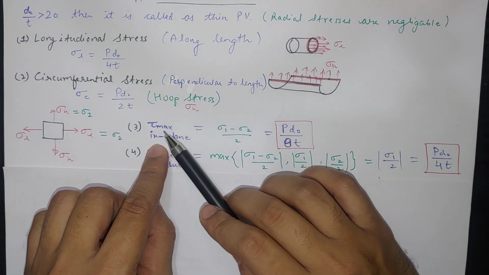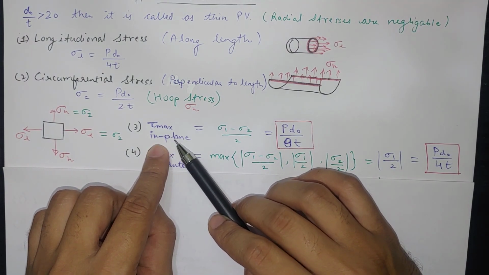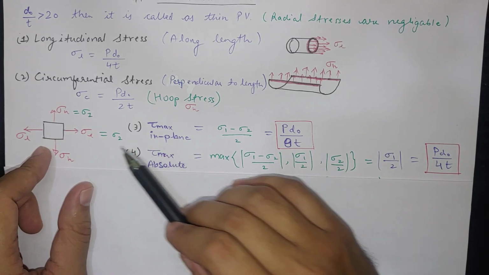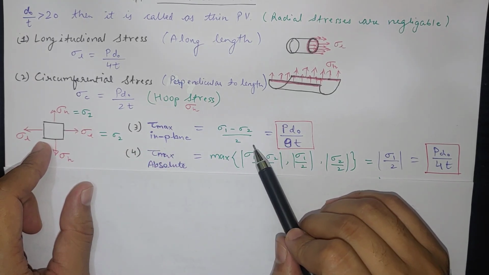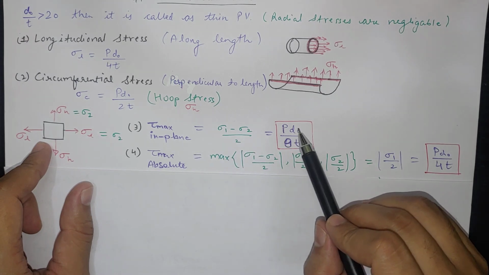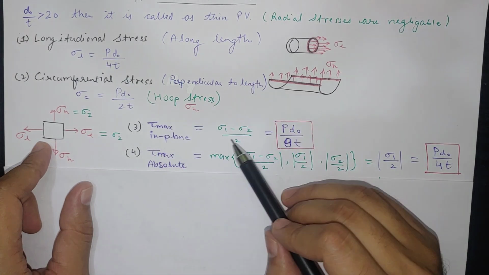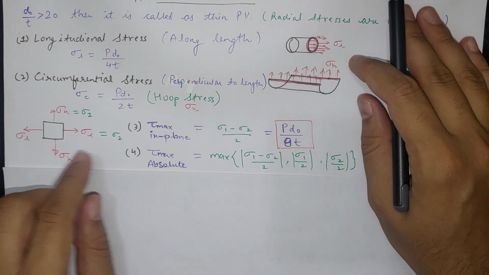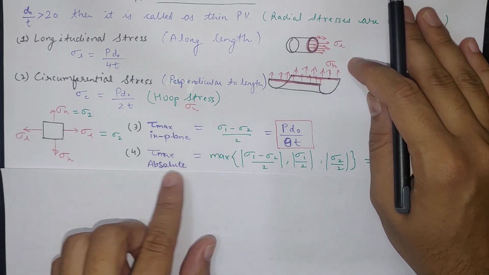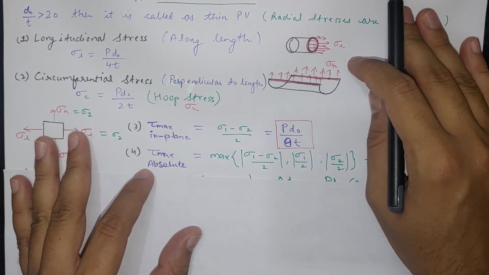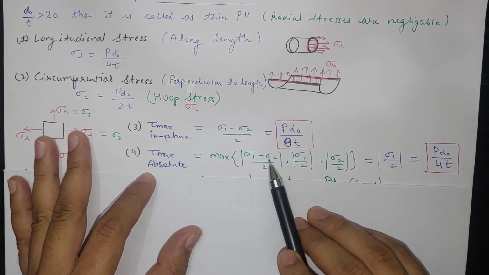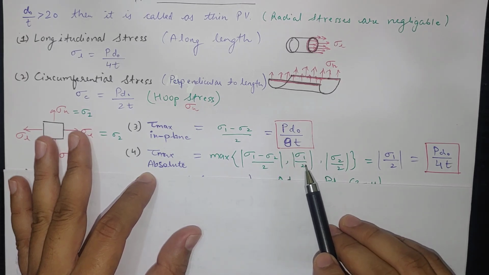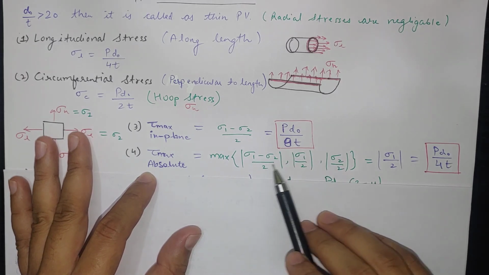So now this is our element. If we calculate the in-plane maximum shear stress based on these two stresses, it will be sigma 1 minus sigma 2 divided by 2. That will be equal to P D0 by 8t, because if we subtract these and divide by 2, we get P D0 by 8t. So in-plane means we have to use this formula, but if you want to calculate the absolute maximum shear, tau maximum, then take the maximum of these three: sigma 1 minus sigma 2, sigma 1 divided by 2, and sigma 2 divided by 2, whichever is maximum.